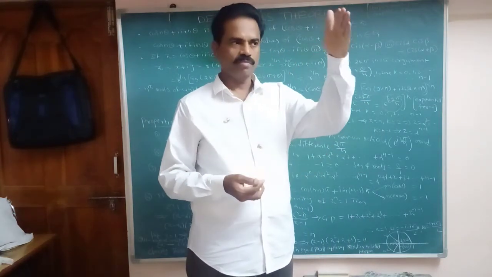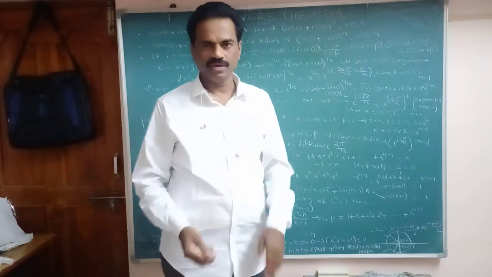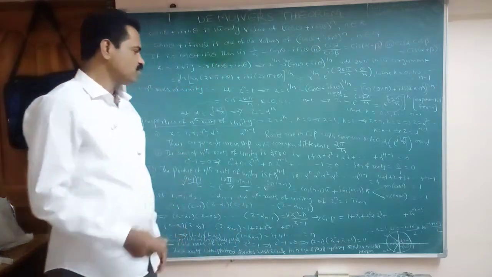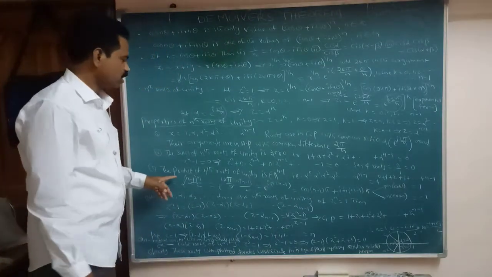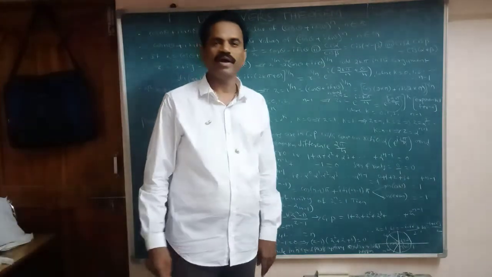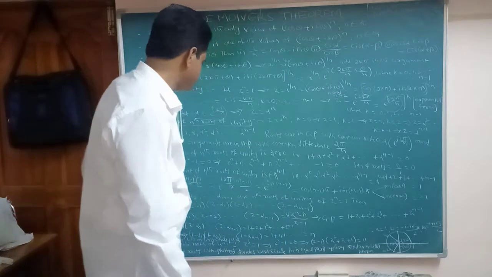So you take like this, even or odd, and you get minus 1, plus 1, minus 1, plus 1. So that is minus 1 power n minus 1. That's why the product of the nth roots is minus 1 power n minus 1.